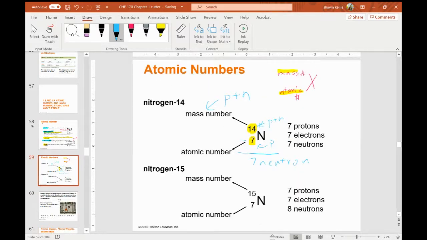Nitrogen-15, protons plus neutrons up top, protons down at the bottom. 15 minus 7 is 8. So now I have my number of neutrons.